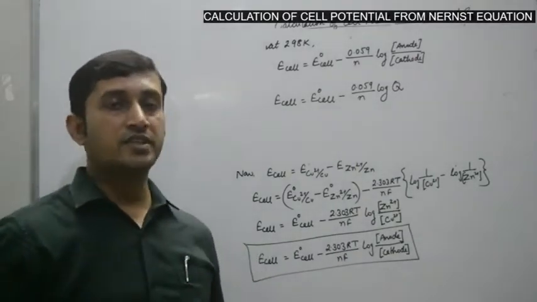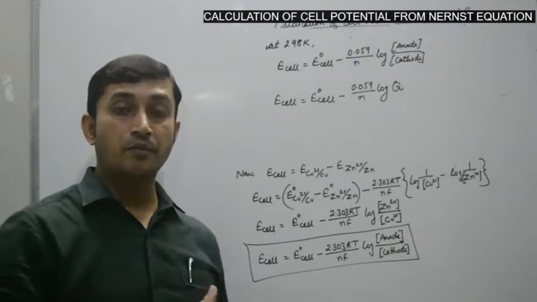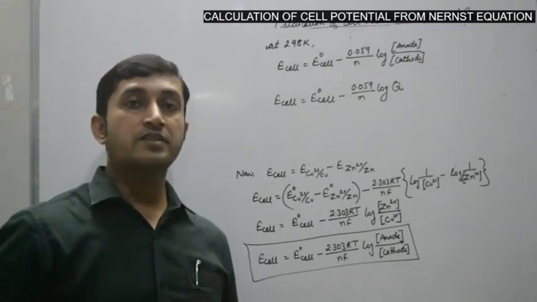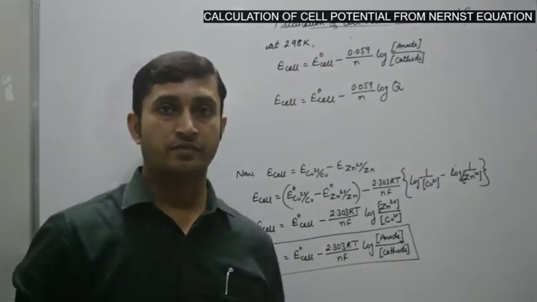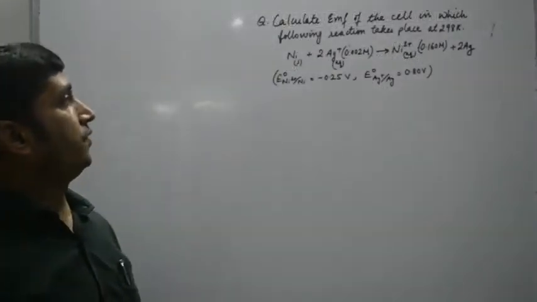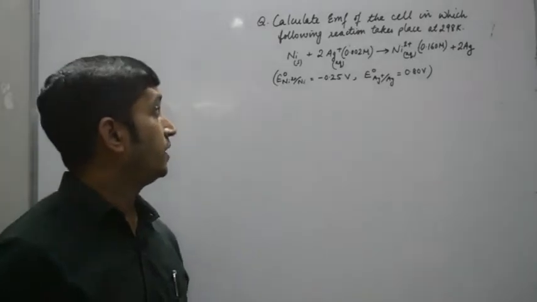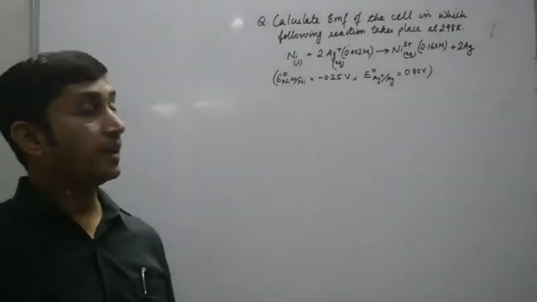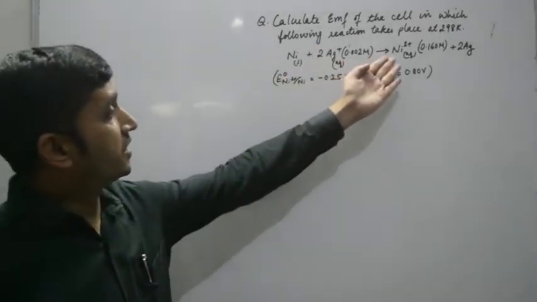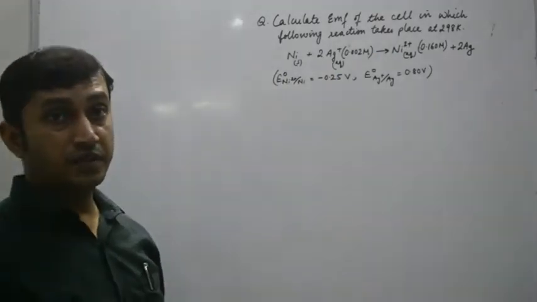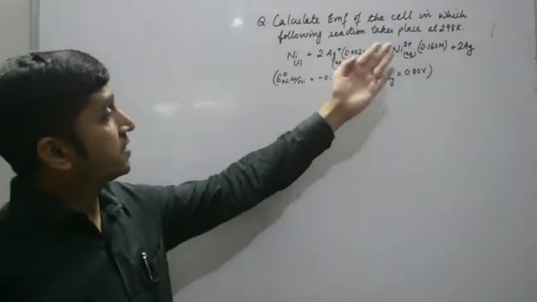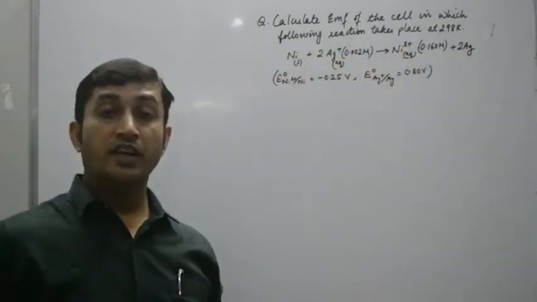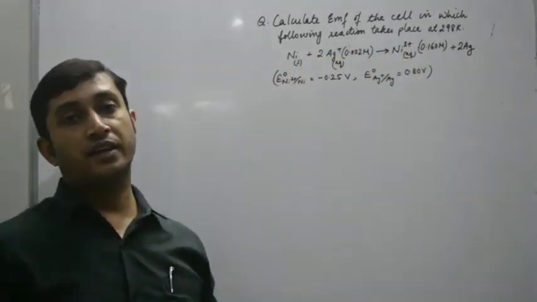Now let us see some examples of numericals of calculation of cell potential using Nernst equation. Now here is the question. We have to calculate the EMF of a cell in which following reaction is taking place. Here nickel is getting oxidized to nickel ion. It means nickel is acting as anode. On the other hand, silver ion is getting reduced to silver. It means silver is acting as cathode.